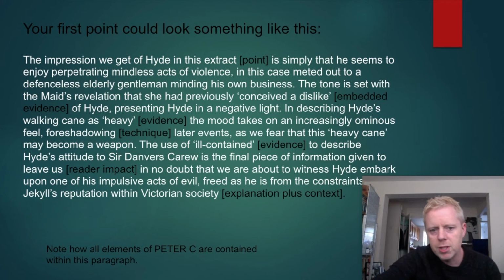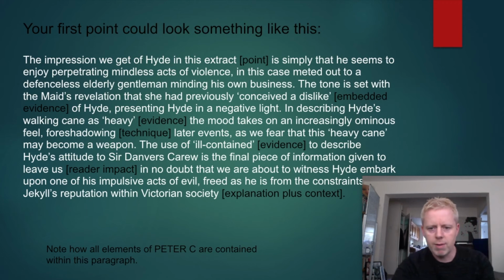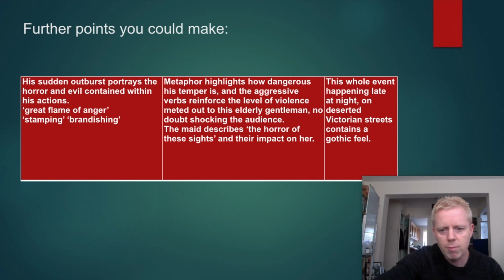The bits in black are just identifying the P to C elements of the paragraph. So again, pause that, have a little reread through, anything you fancy, take a note of. And I've also come up with 4 additional points that you could make. You don't need to. You can pick 2 or 3 of these and run with them.